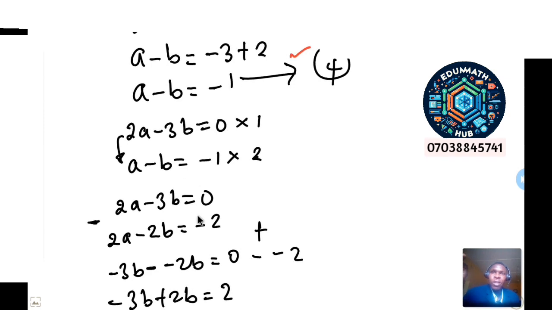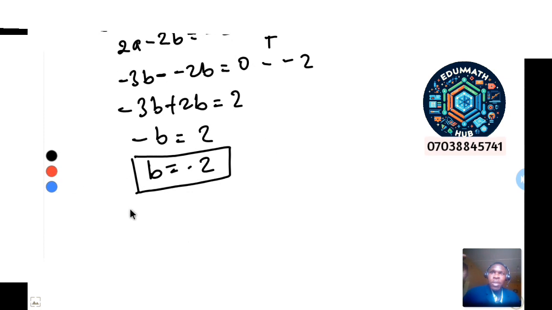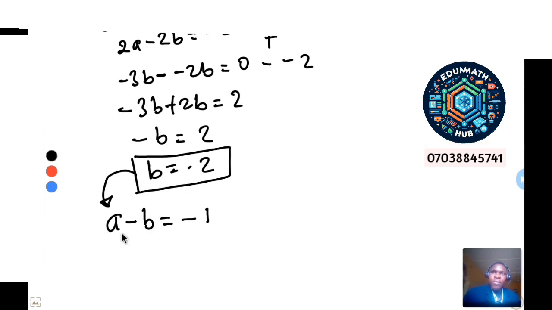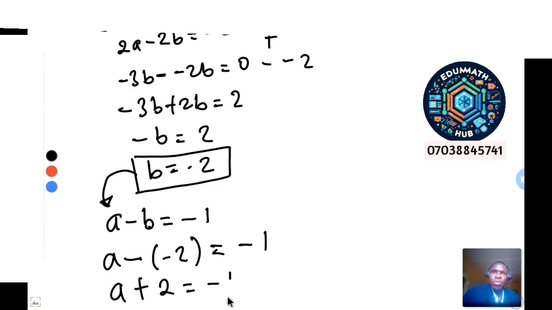So let's do that now. We have a minus b is equal to minus 1. So we'll put this value inside here. We have a, minus, then this is b, so minus 2, equals minus 1. This one will give you a plus 2 is equal to minus 1.